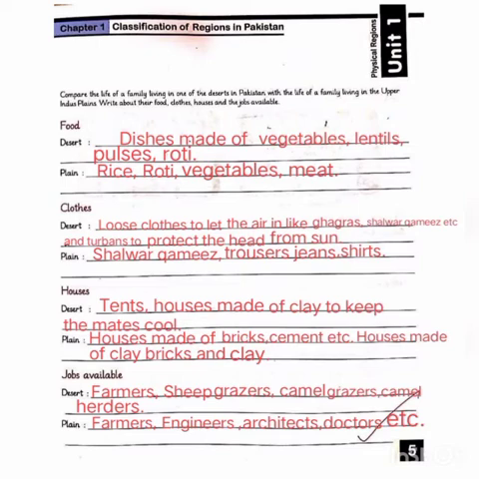In plain regions, shalwar kameez, trousers, jeans and shirts are mostly worn by the people. Houses. In deserts, tents and houses made of clay keep the inside cool, but in plain regions, houses are mostly made of brick and cement. People of deserts are mostly farmers, sheep grazers and camel herders. But in plain regions, people are mostly farmers, engineers, architects and doctors, etc.